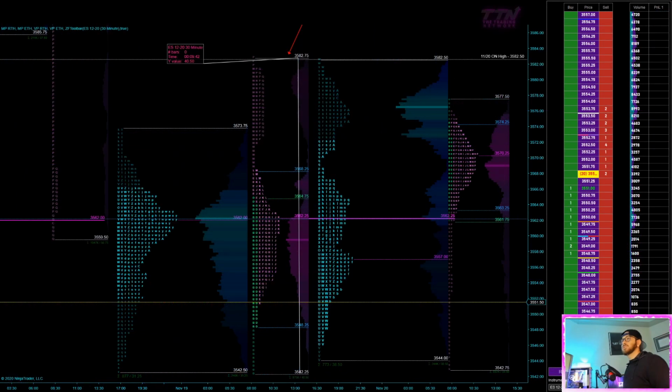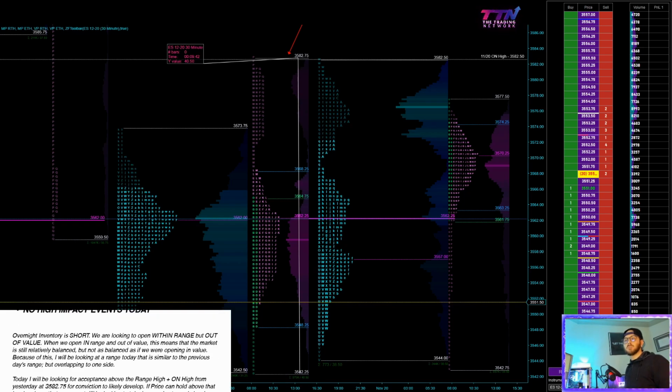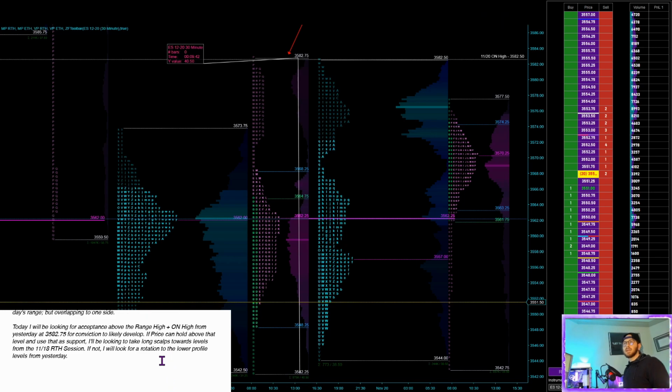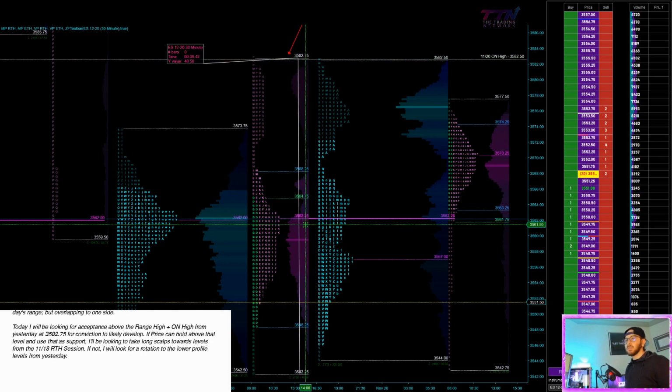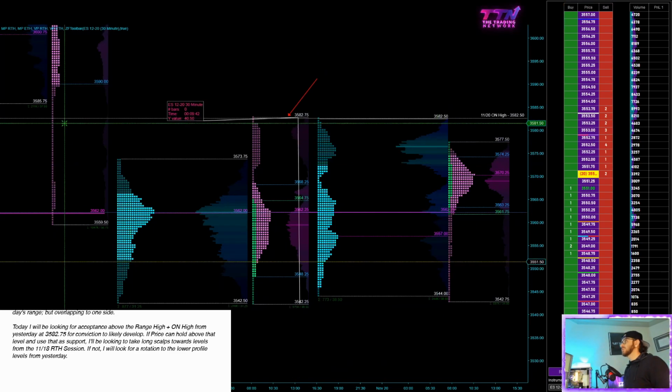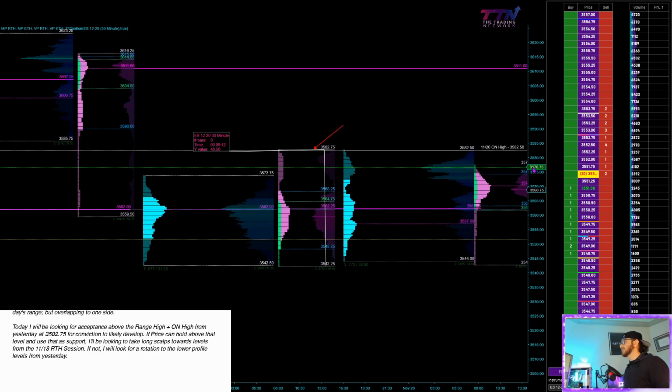So going back to the profile, I will read you guys the next part of the trade plan. I'll go ahead and pull it up here as well. Today I was going to be looking for acceptance above the range high or the overnight high yesterday at 35.8275. So this level right here. If price can hold or move and hold above that level and use that as support, I was going to be looking to take long scalps to these levels, previous profile levels higher.